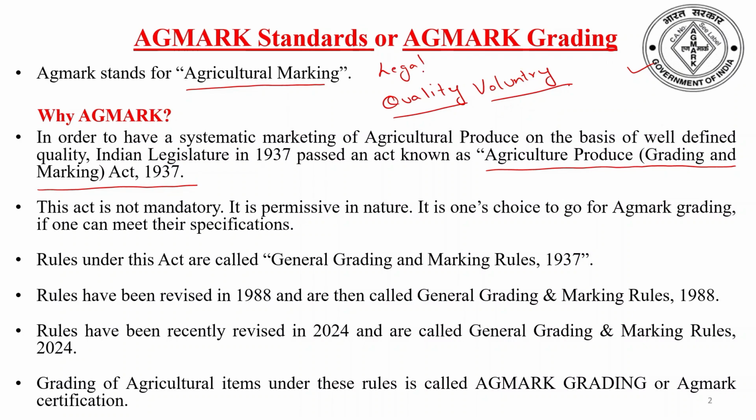Whereas legal standards, like FSSAI standards, are to be met as per the law. Another example of quality standards is BIS. BIS is also a quality standard. So the Agricultural Produce Grading and Marking Act 1937 is not mandatory, as I have told. It is voluntary and permissive in nature. It is one's choice to go for AGMARK grading if one can meet the specification.